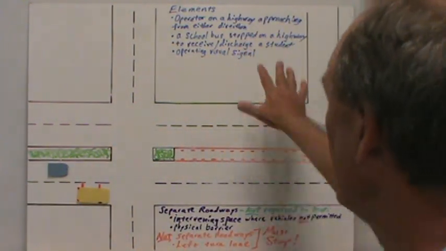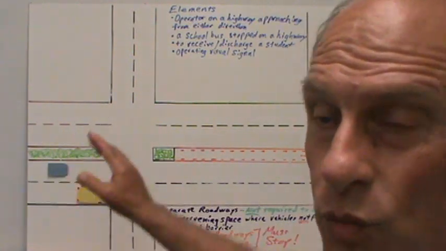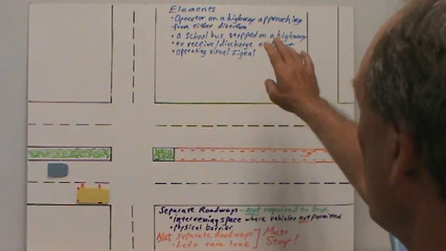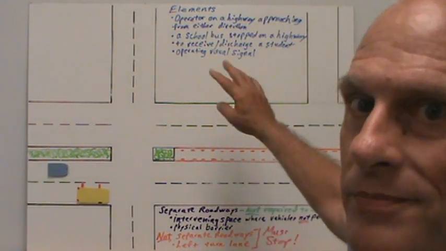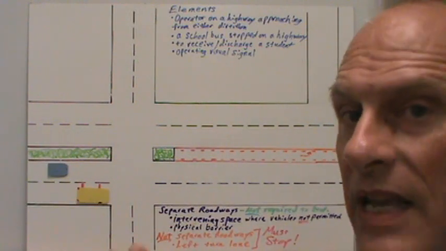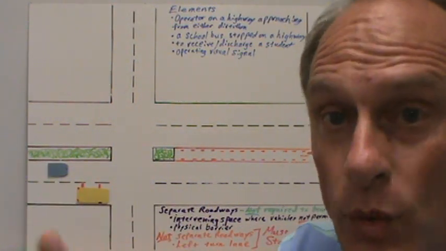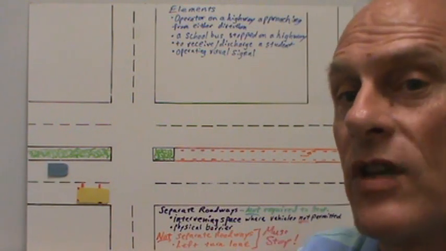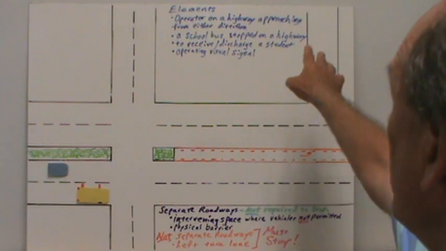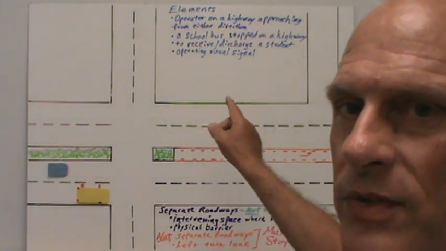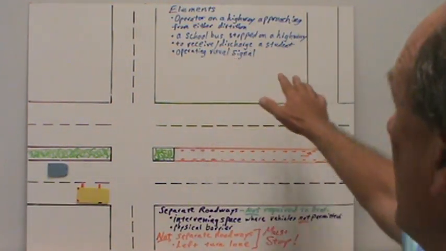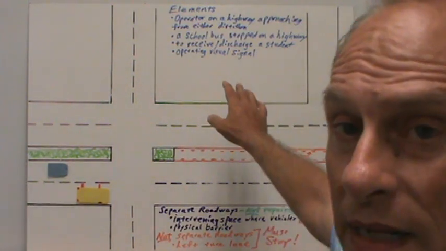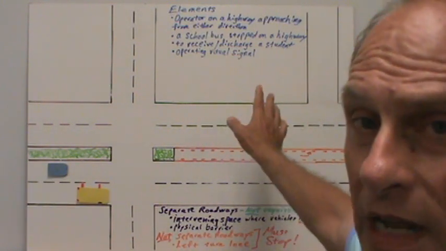Okay, I've got our elements up here, because if you're given a ticket for this, this is what the police officer is going to have to testify to, and the prosecutor is going to have to prove that you, the operator, were on a highway and you were approaching a school bus from one direction or the other, either oncoming or coming up behind it. And the school bus has to be stopped on a highway, not on private property, to receive or discharge a student, and it has to be operating a visual signal. Take any one of those elements out, and you don't have an offense here.